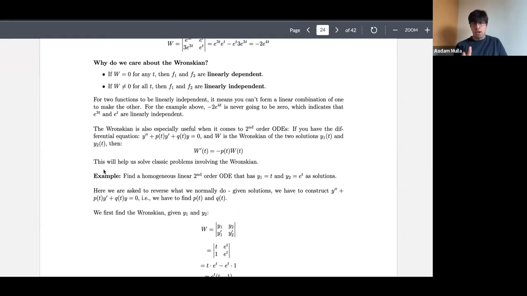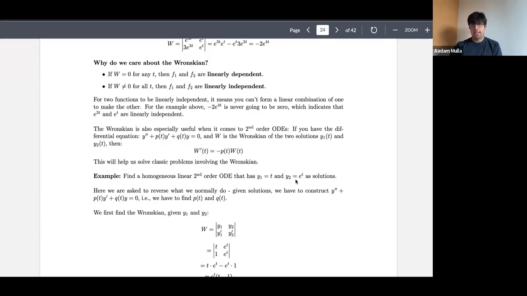There are two types of problems. The first type is going to be a problem like this. Find a homogeneous second order ODE that has y1 equals t and y2 equals e to the t as solutions. This is confusing because normally we're given the differential equation and they ask us for the solutions. Here's the opposite. They've given us solutions and they want us to find the differential equation.